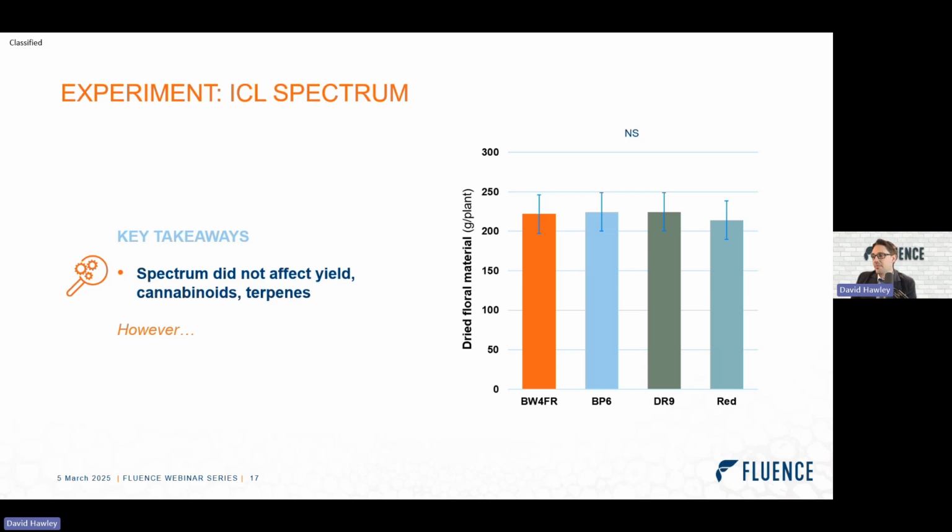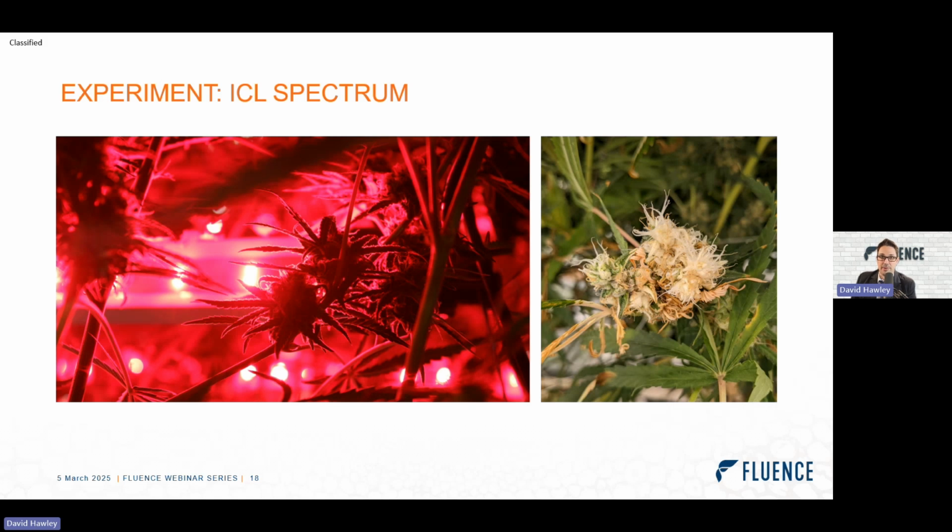However, the reality is, as you may know from our past webinars, too high of red with cannabis induces photobleaching. And photobleached cannabis, although yield will be basically the same, and your cannabinoid and terpene profiles will be basically the same, bleached bud has really low market value. Consumers don't want their bud to look like this.